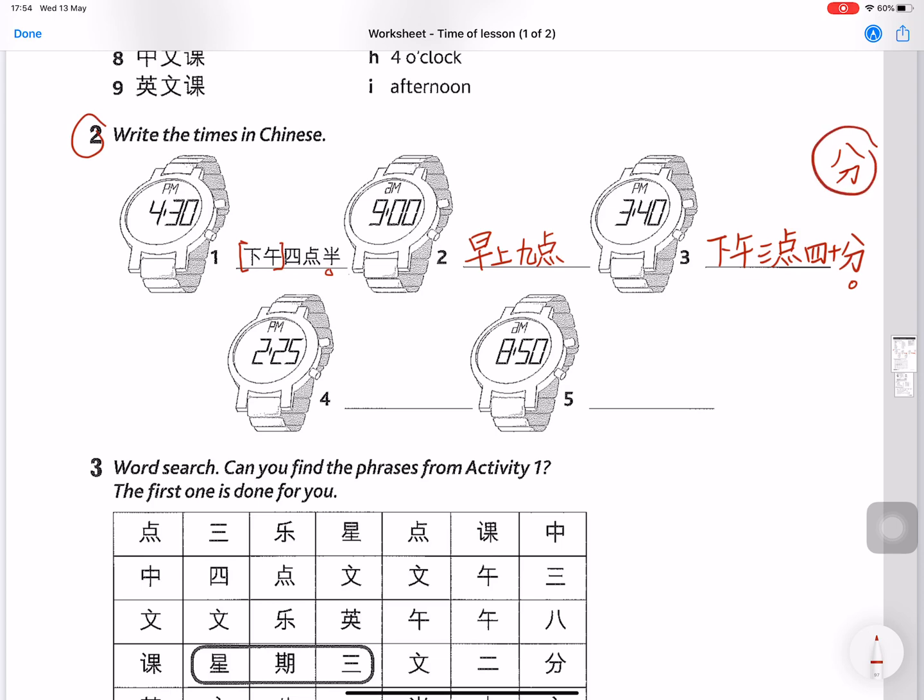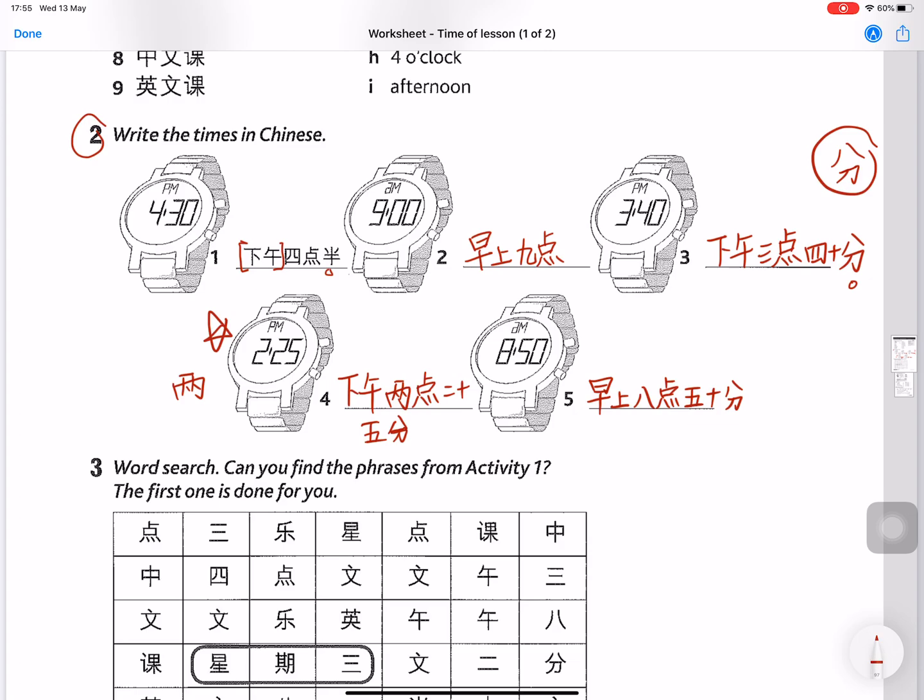Okay, now this one is the key one. Many of you made a mistake in this one and did not notice it when you check the answers. So for 2 o'clock, it should be 2点, not 2点. So 2:25 in the afternoon is 下午2点25分. 下午2点25分. Okay. And the next one, 8:50 a.m. So that should be 早上8点50分. Okay, so that's question 2.